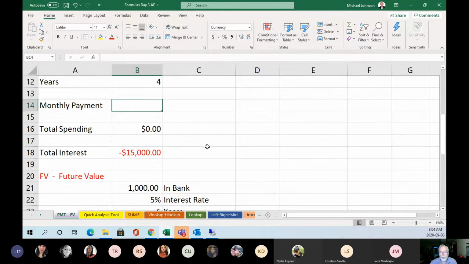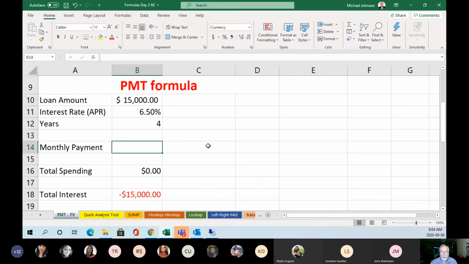So here we have a formula which is going to help us calculate how much the monthly payments are. When you take out a loan, there's interest and there's also a period of time. This particular formula will assist us in better understanding what the actual dollars are and what we are going to have to pay on a monthly basis.